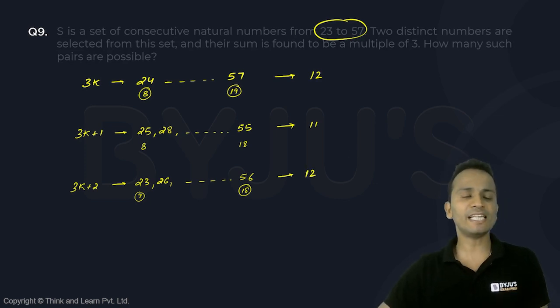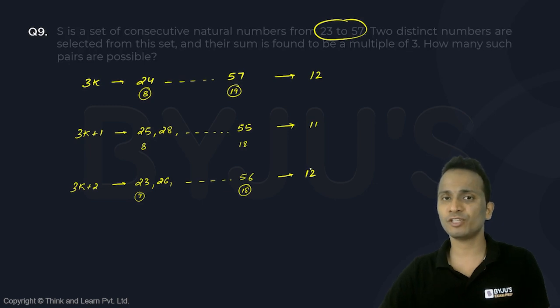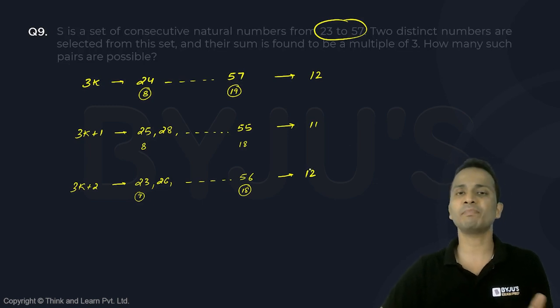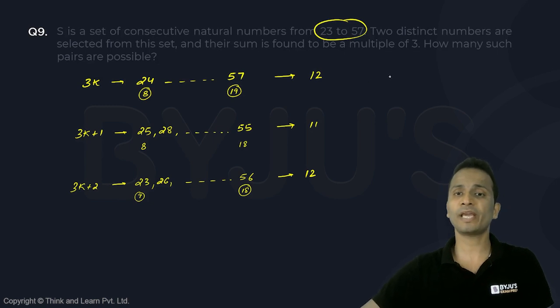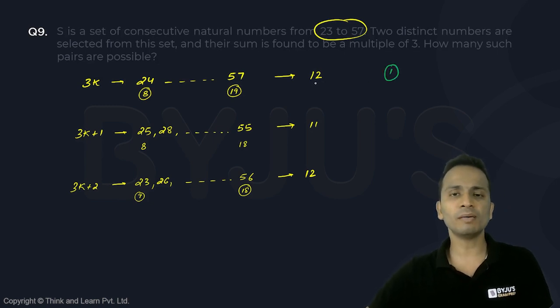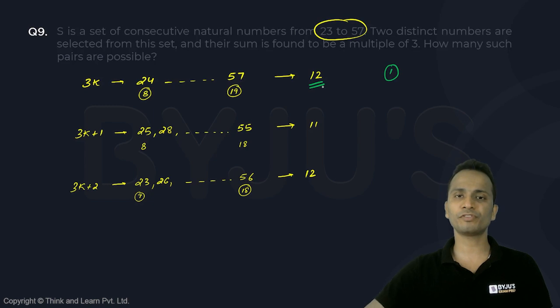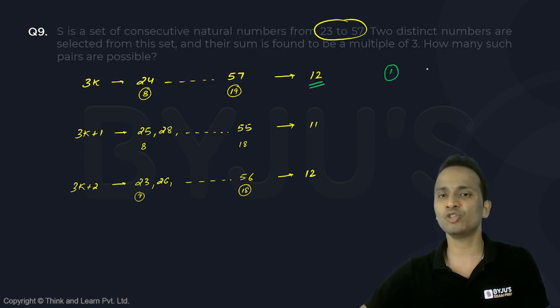So I have segregated the numbers which are multiples of 3 or of the form of 3k plus 1, 3k plus 2. Okay. Now I need to select two numbers such that their sum is a multiple of 3. So case number 1, when both the numbers are multiples of 3. Okay, so out of 12 numbers, the number of ways of selecting 2 will be 12C2 and that will be 12 into 11 divided by 2, which is 66.